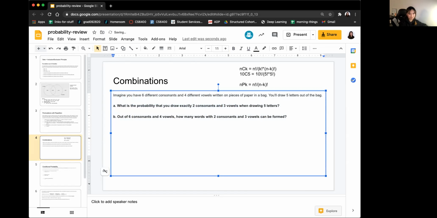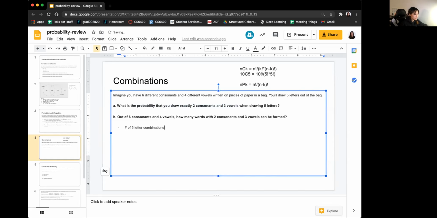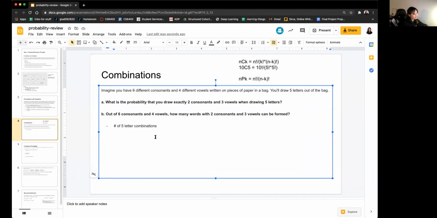So let's break this down again. It looks like the first thing they're going to ask about is the probability of drawing this combination when drawing 5 letters. So we have to come up with our denominator first. How many possible 5-letter combinations are there? So to start, we'll look at the number of 5-letter combinations that you can draw from 10 letters. For the denominator, it doesn't matter how many consonants or vowels are in this 5-letter combination.